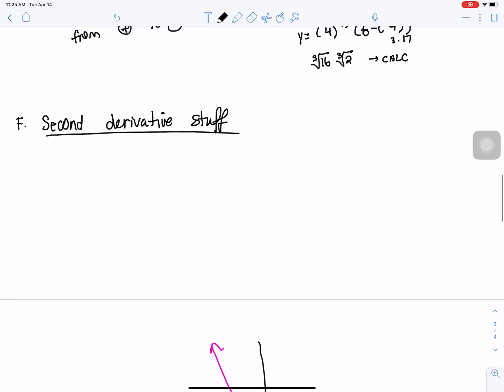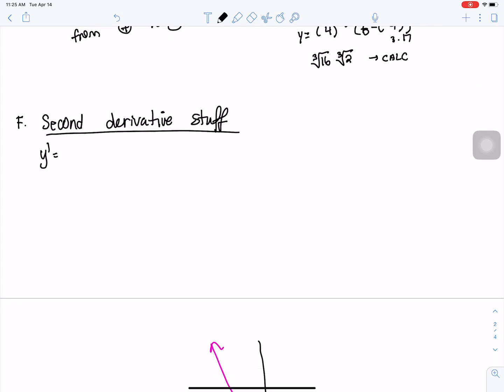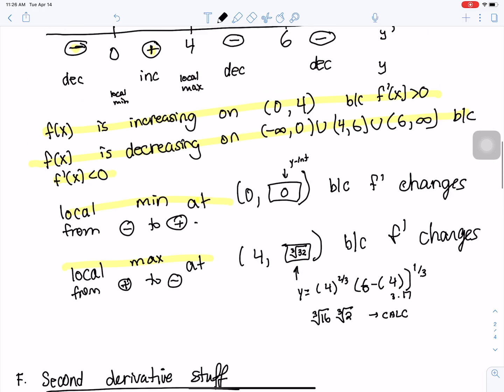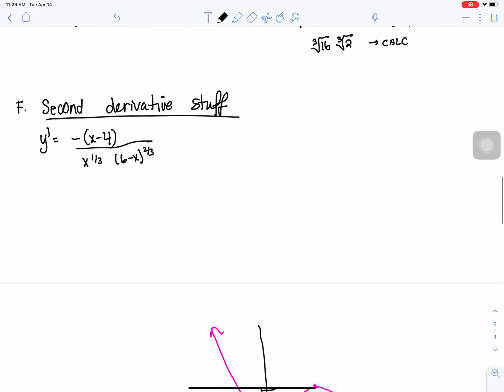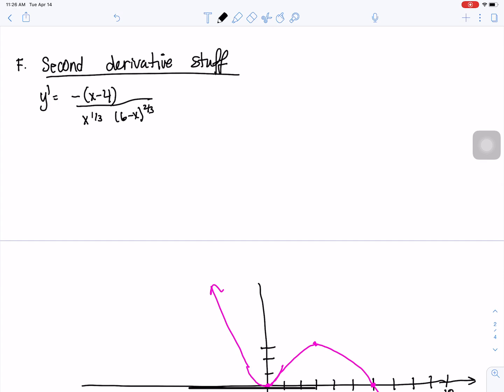Okay, so second derivative stuff. My first derivative simplified was negative bracket x minus 4 over cube root x cube root 6 minus x squared. So let me actually rewrite this slightly differently: x to the power of 1/3, 6 minus x to the 2/3. So now the only challenging part of some of these questions is to make sure that your derivative is correct. If you can do your derivatives correctly, that's kind of the big key that you need to have.